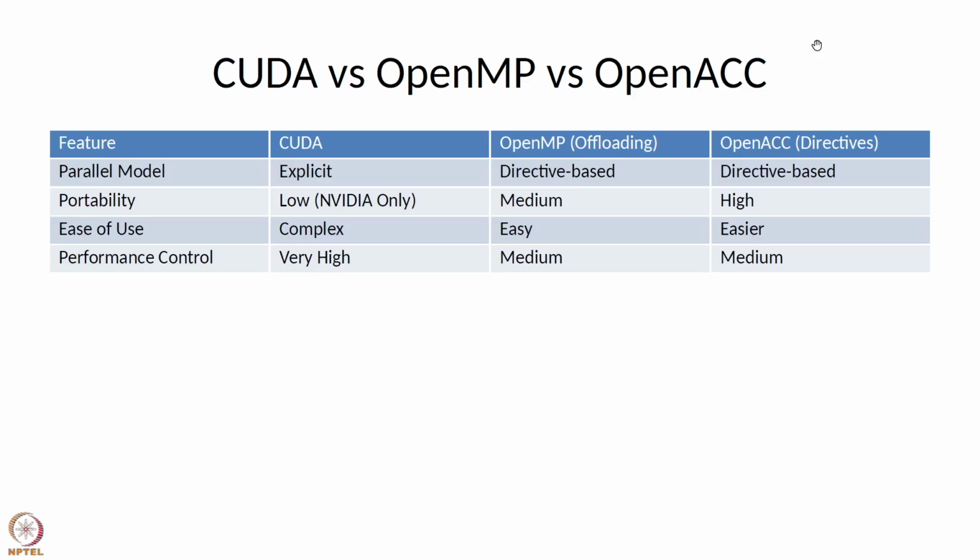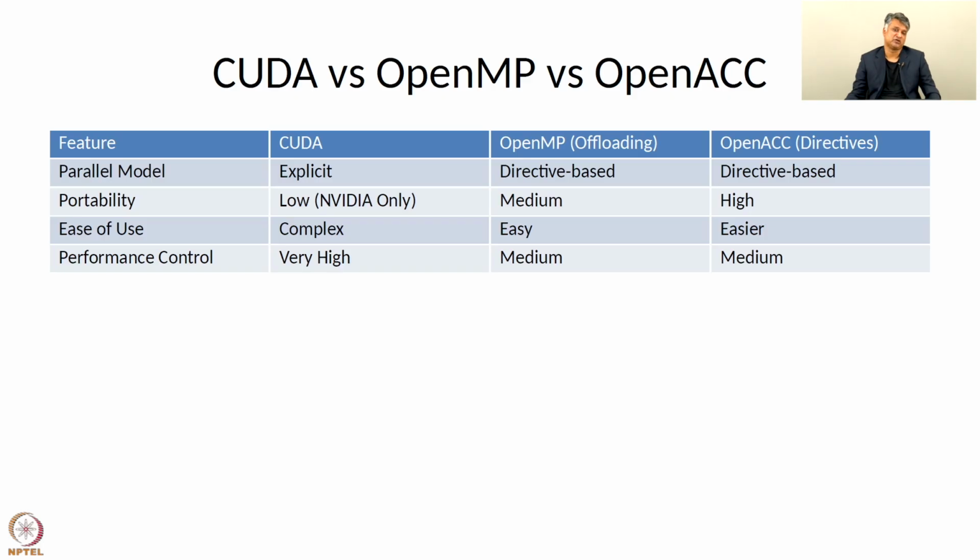So just to compare the CUDA versus OpenMP versus OpenACC models. CUDA is a little bit more explicit in the sense where you have explicit control in allocating memory, writing what functions are going to go onto the device, and writing explicit device code. Whereas OpenMP and OpenACC are directive based. CUDA works only with NVIDIA GPUs. OpenMP and OpenACC work with more general heterogeneous machines, so they have medium to high portability. CUDA is a little bit more complex to use because you have to write a lot more code, whereas OpenMP and OpenACC are very easy. Since you're just adding directives, you could take a serial code and quickly parallelize it.